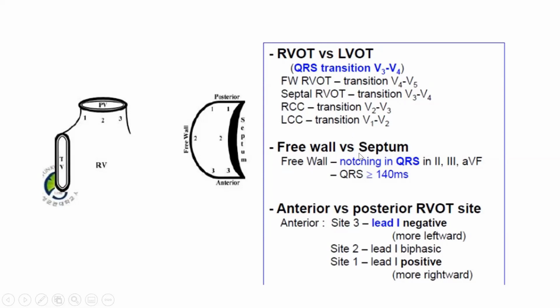The free wall versus septum again: the septum is close to the conductive system, and the free wall is far, so the free wall will be delayed, delay in the form of notching in a few leads, and delay in the form of increased QRS duration more than 140 milliseconds. Anterior versus posterior RVOT side: here we look at lead one, the celestial lead. In the most anterior location, lead one is negative, and in the most posterior side, lead one becomes positive.